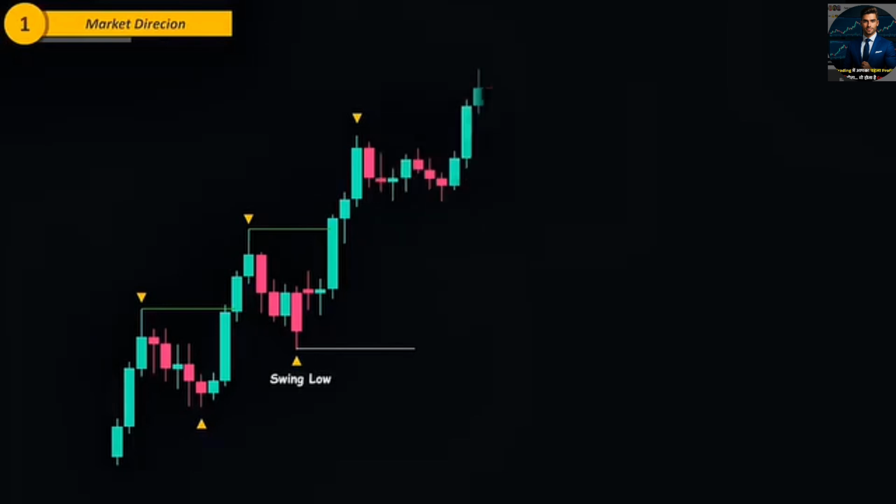If we get another breakout to the upside, we identify the lowest point that caused that break as the new swing low. Once again, we remain bullish as long as the price stays above this swing low.